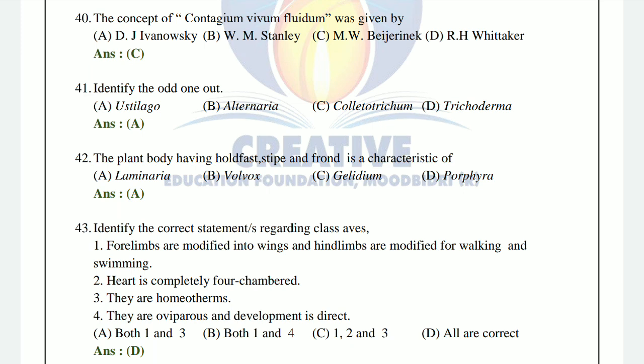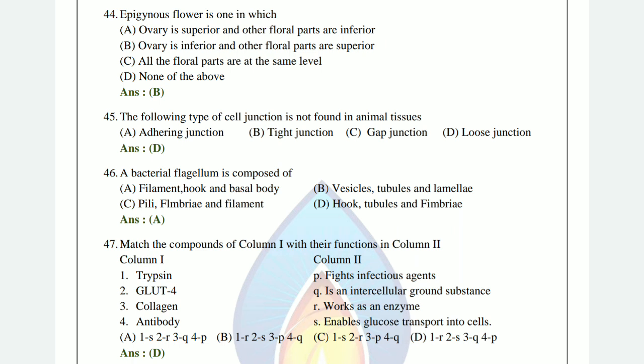Question 42. The plant body having holdfast, stipe and frond is a character of option A. Question 43. Identify the correct statements regarding class Aves. The correct answer is option D, that is all are correct. Question 44. Epigynous flower is one in which? Correct option is option B, that is ovary is inferior and other floral parts are superior. Question 45. The following types of cell junction is not found in animal tissue. The correct option is option D, that is loose junction.